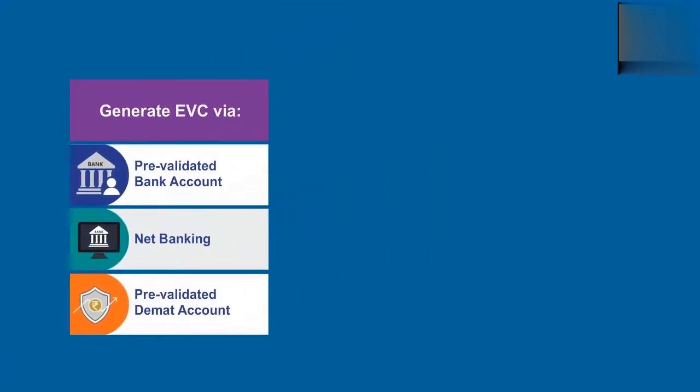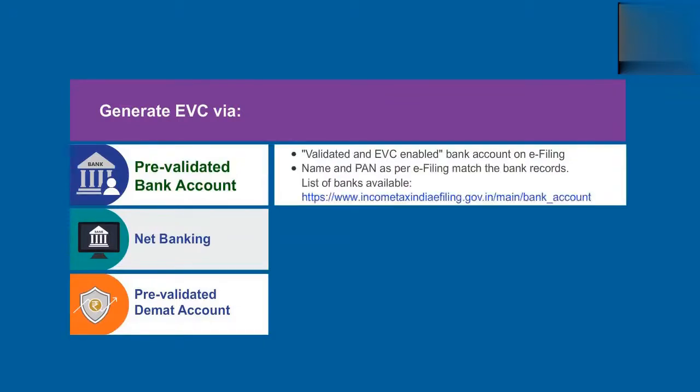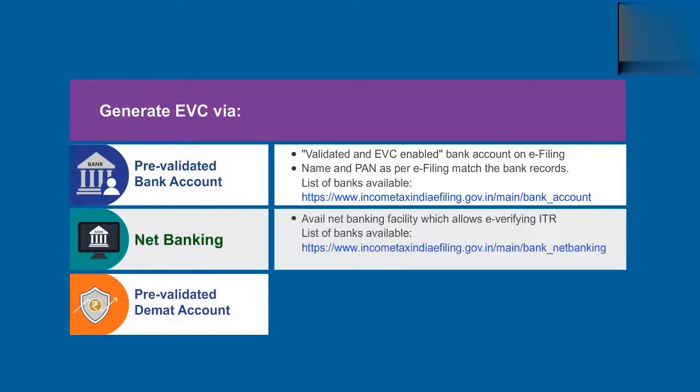To generate EVC using your pre-validated bank account, you need to have a validated and EVC-enabled bank account on e-filing, and ensure your name and PAN as per e-filing match with your bank records. To generate EVC via net banking, you need to avail the net banking facility of a bank which allows you to e-verify your ITR, and link your PAN with the bank account.